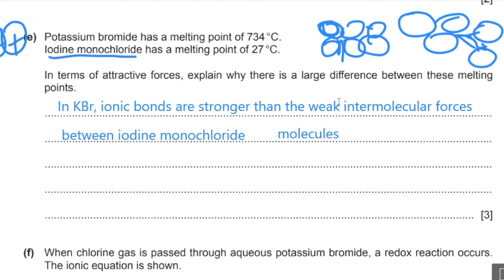Some students might mistake these intermolecular forces for covalent bonds. So instead of writing intermolecular forces, they might write weak covalent bonds, which is not true at all. Because for melting, you're not breaking down the molecules, you're only separating them. If you broke the covalent bonds, you'd be breaking this entire molecule into iodine and chlorine, which is not happening. You're just separating these tightly packed molecules. So you only need to break the intermolecular forces and not the covalent bonds within the molecules.